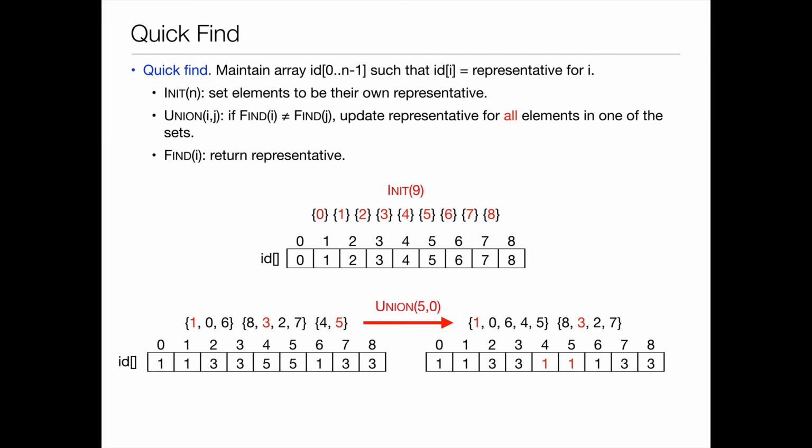So that corresponds to saying that the representative on the right hand side of element 4 should be 1, and element 5 should also be 1, because that is the representative of this other set that we're unioning with. What we end up with is this set here, where all of the elements 0, 1, 4, 5, and 6 now have representative 1. Finally, to implement find, we simply return the representative.